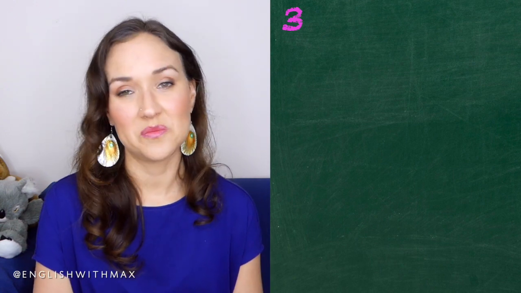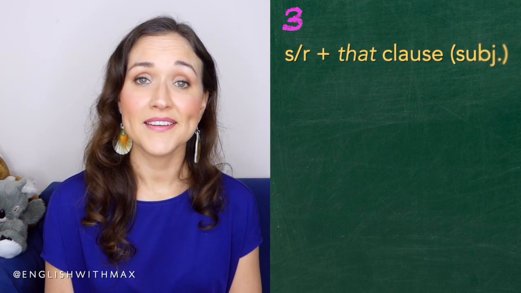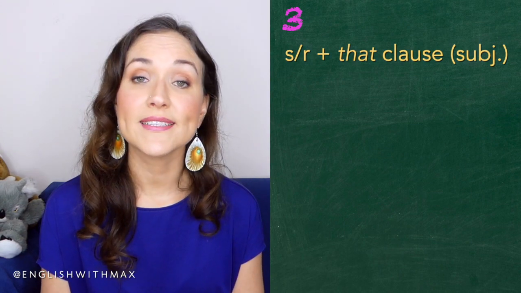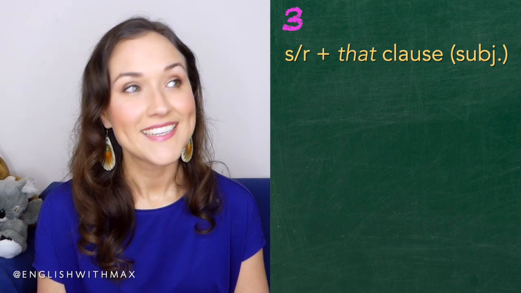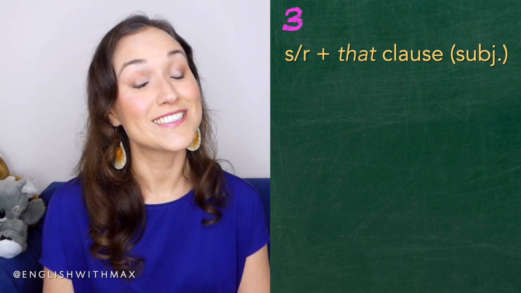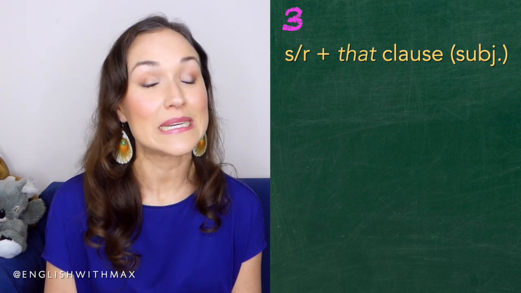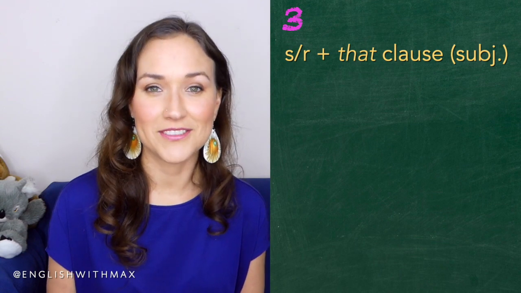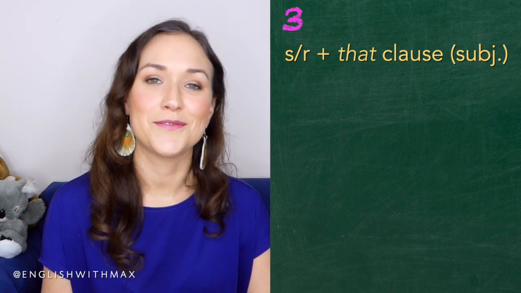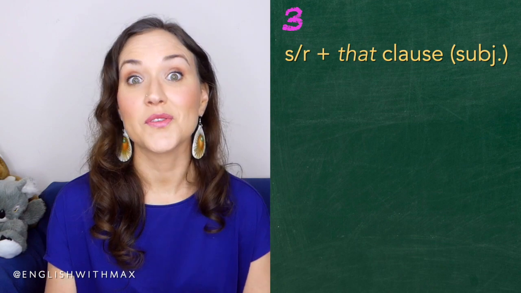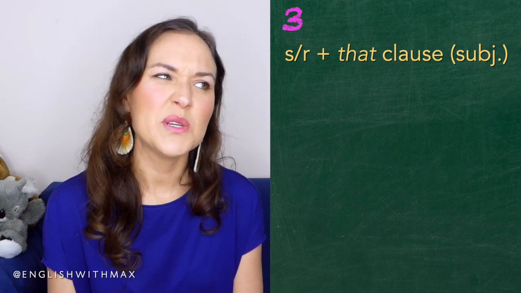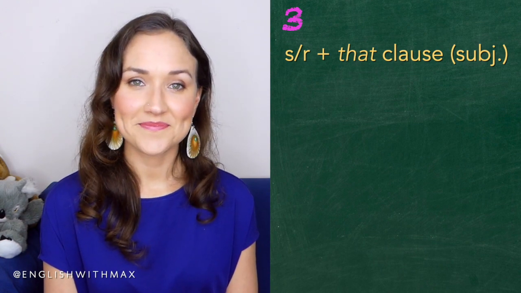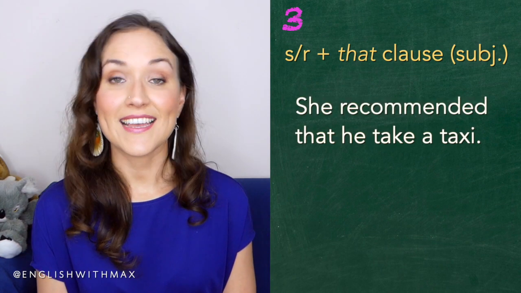This is the most complex structure of the three. Here, suggest or recommend is followed by a that clause, which is in the subjunctive mood. Yes, in case you thought that the subjunctive didn't exist in English, I'm sorry to disappoint you. The good news is that the English subjunctive is easier than, for example, the French or Spanish subjunctive. We also don't use it very often. Okay, let's see an example. She recommended that he take a taxi.